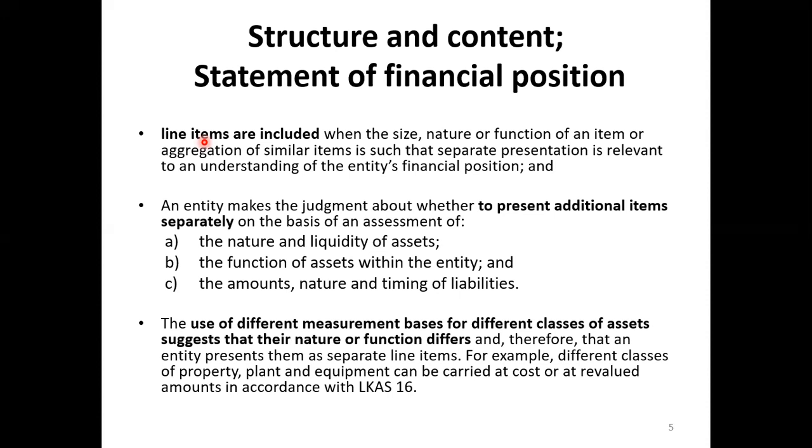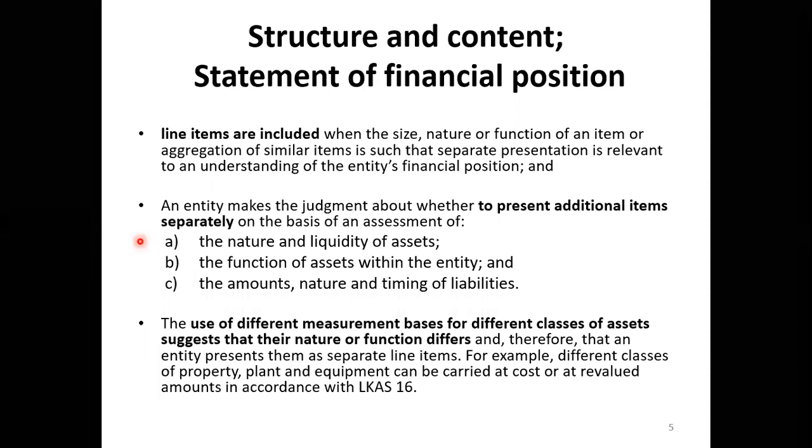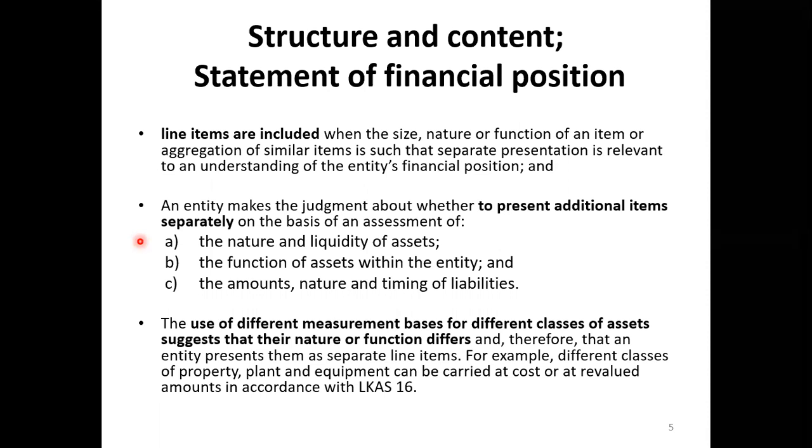The items in the entities are categorized into line items based on their size, the nature, or the function of the items. An entity makes the judgment about whether to present additional items separately on the basis of an assessment. Sometimes even when we find inventory, it's a single line item. Sometimes they want to show the inventories in much more detail.